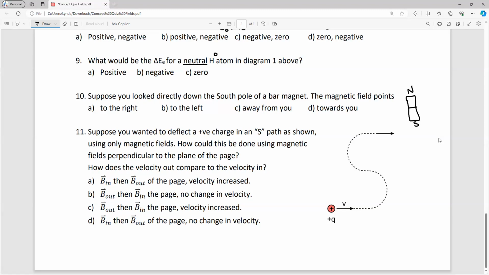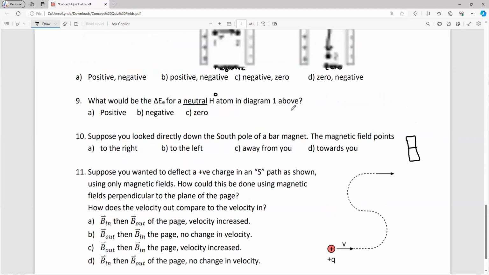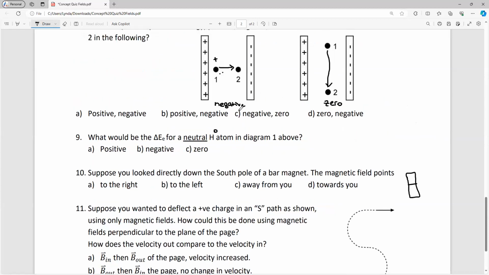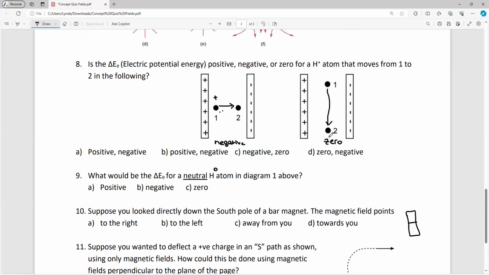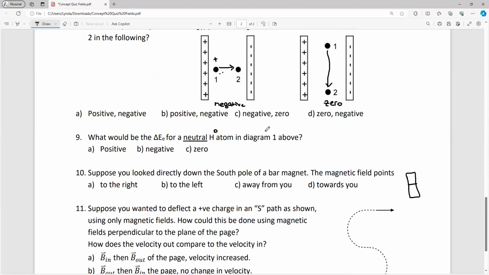Okay, so I'm trying to see how they located that magnet. You look directly down on the south pole. Wait, my bad. I made a mistake. I meant question 8. For 8, let's say negative and 0, so it's C, the recommended answer. So negative potential energy, and here 0. So C.